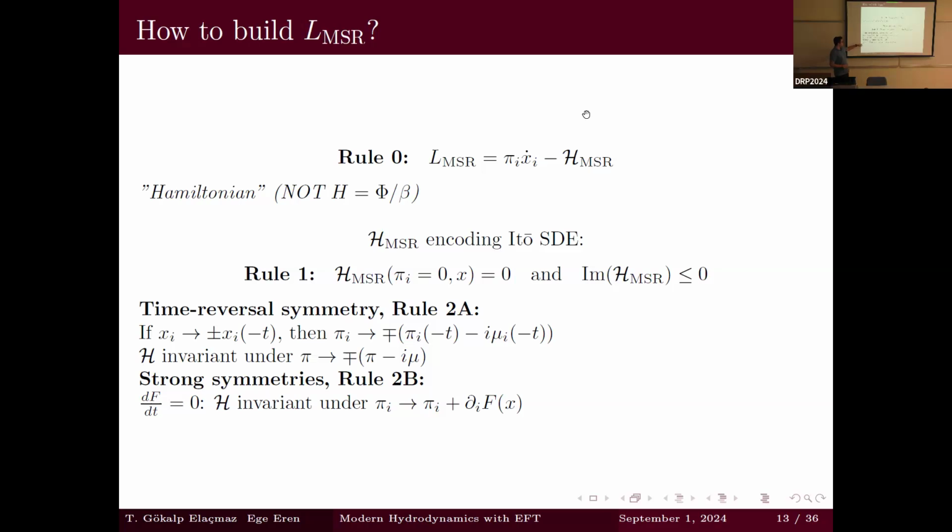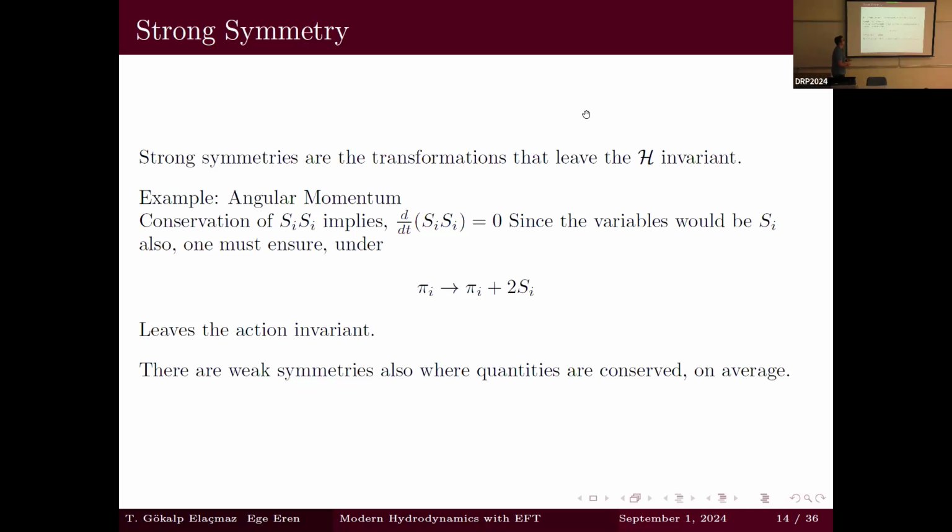I will give an example of this, but consider one f that doesn't change through time. H must then be invariant when we take pi_i to pi_i plus del_i f. Now, what is this strong symmetry? An example of this is angular momentum conservation. We know that this S_i does not change, Einstein's summation convention.